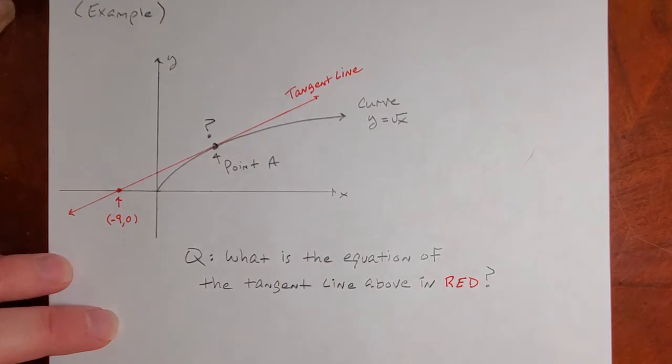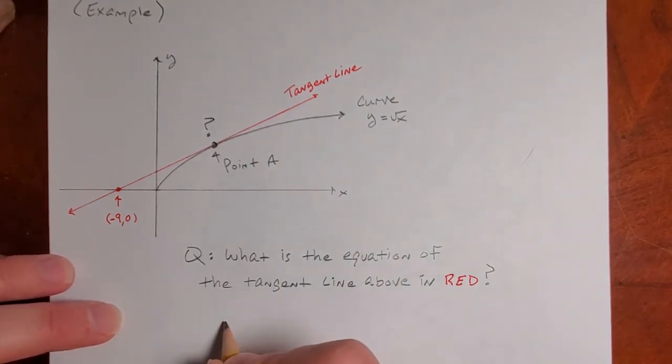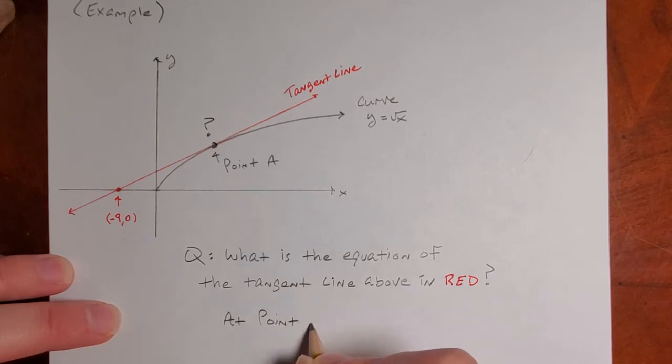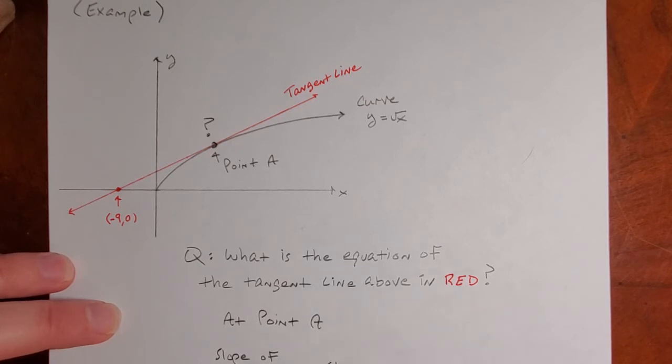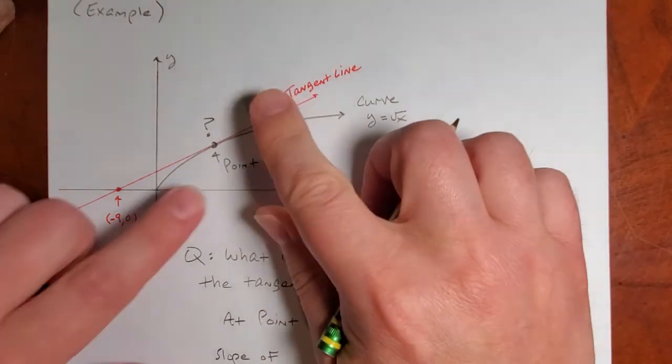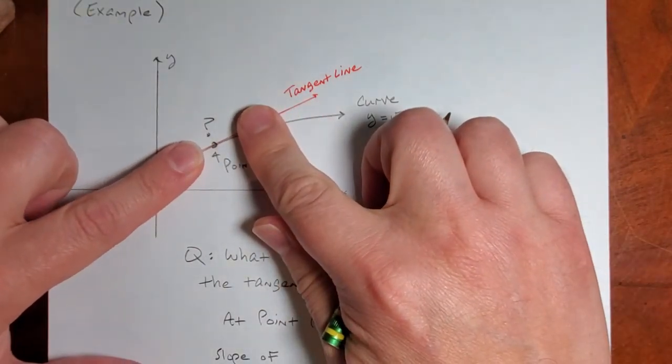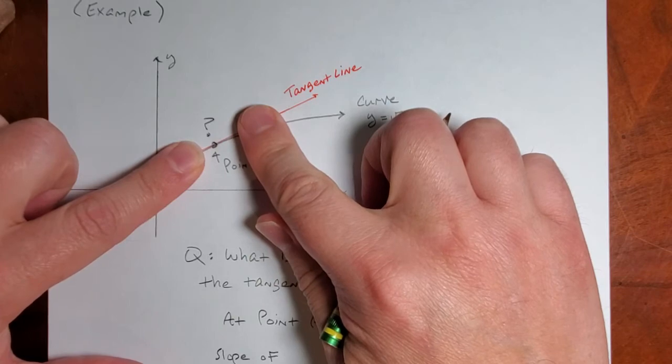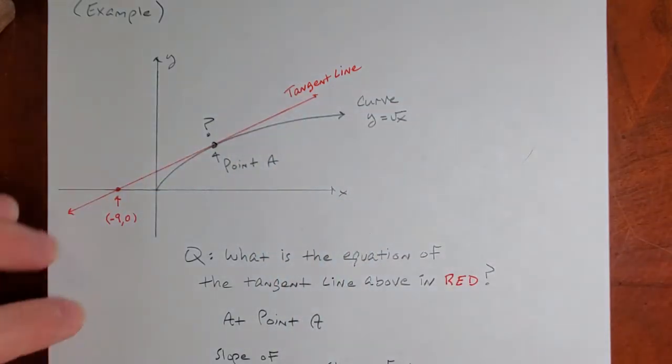Okay. So is it true that at point A, the slope of the tangent line is equal to the slope of the curve? That would be true, meaning that you can't tell them apart right there. They look the same.